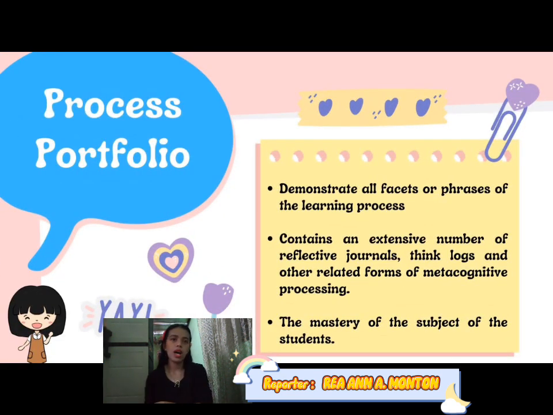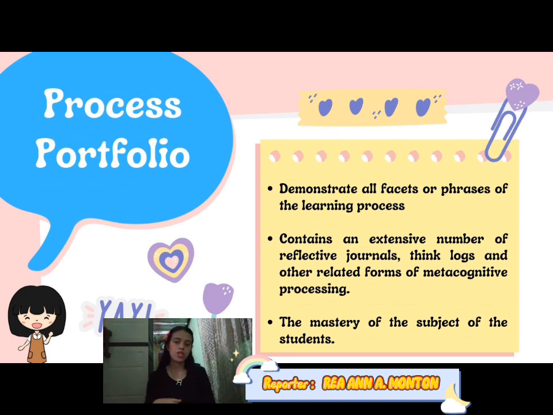In contrast to the first type, it demonstrates all facets or phases of the learning process. As such, these portfolios contain an extensive number of reflective journals, think logs, and other related forms of metacognitive processing. In this type of portfolio, you could see the mastery of the subject of the students. It is useful in documenting students' overall learning process. It can show how students integrate specific knowledge or skills and progress towards basic and advanced mastery.